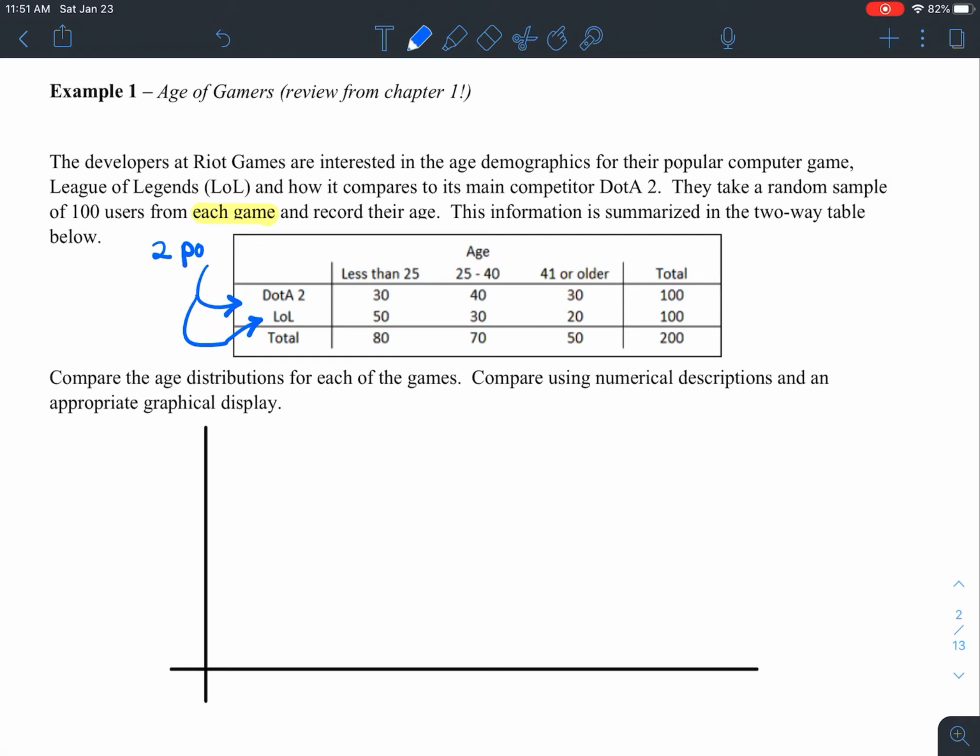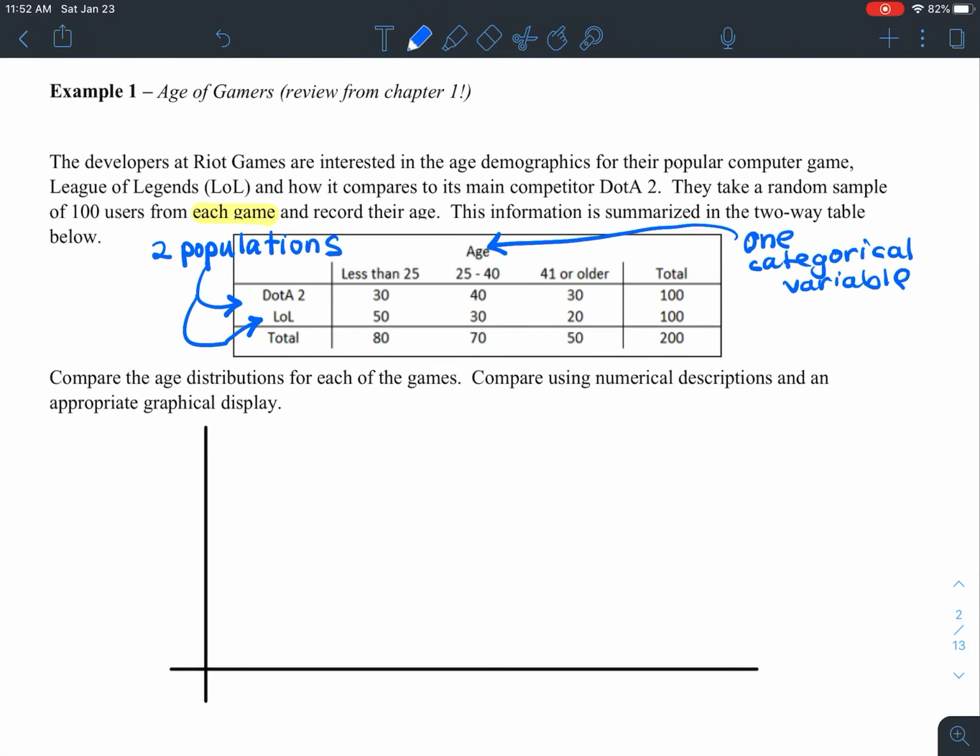As soon as I see that we're drawing out two samples, one from each of two different populations, I should immediately think this is definitely going to be the chi-square test for homogeneity. Now, what we're analyzing here is one categorical variable across two populations, and that one categorical variable is the age. We're studying the age demographic here.